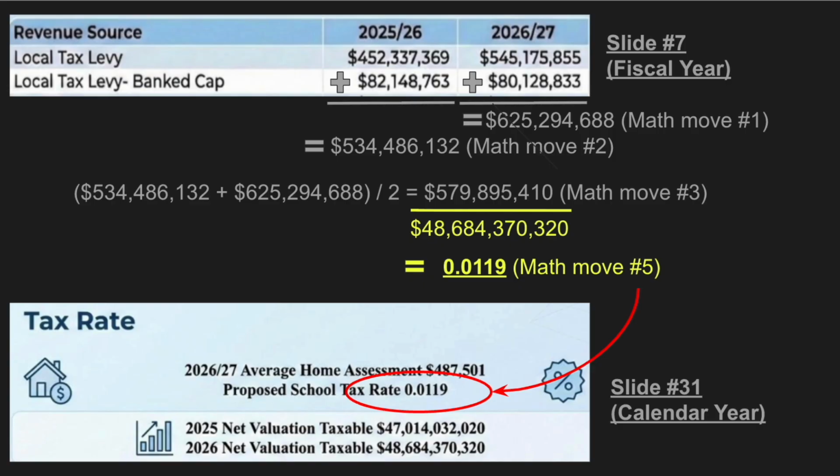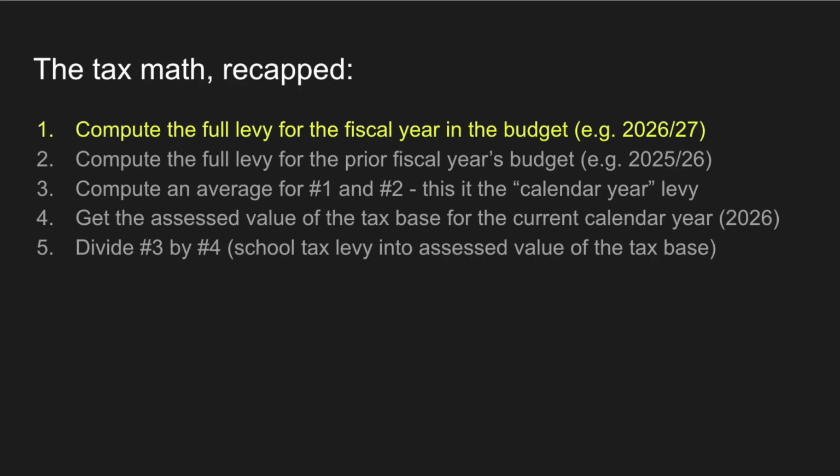So math move number 5 is simply to divide the school tax levy into the assessed value of the tax base, and that gets us to this published calendar year school tax rate of 0.0119.